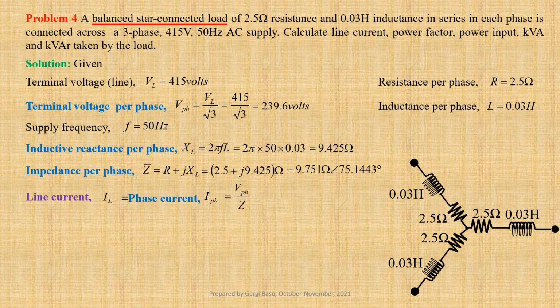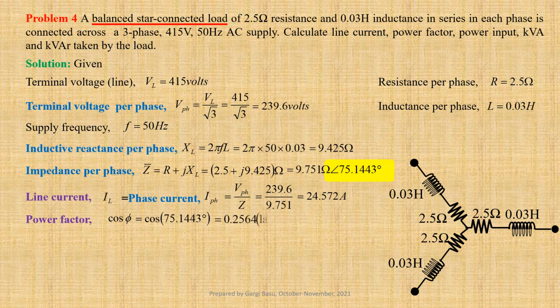For balanced star-connected load, line current IL equals phase current I phase, that is equal to V phase divided by Z. Using values we get 239.6 divided by 9.751, that is equal to 24.572 ampere. Power factor cos phi equals cos of 75.1443 degree, that is equal to 0.2564 lagging.